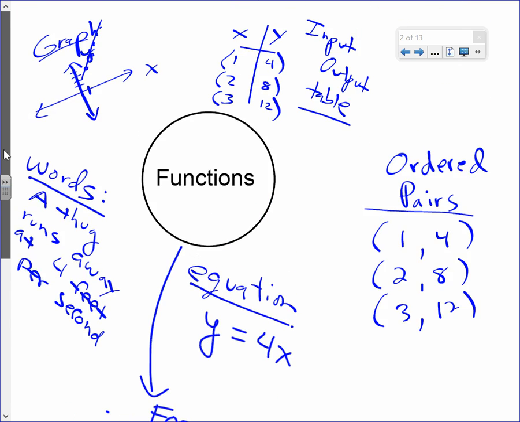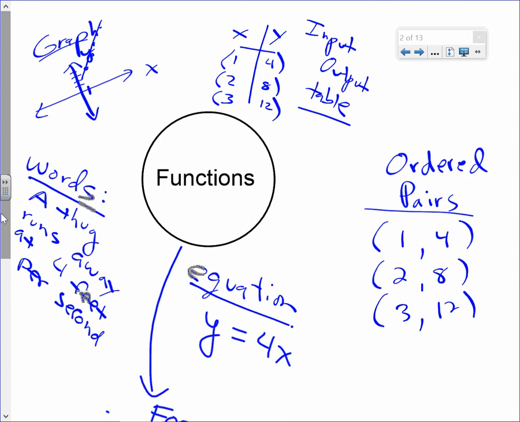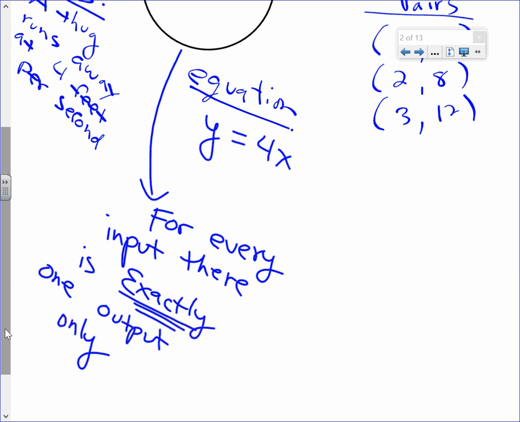So we got 6 items on this circle map. The 5 ways a function can be represented, and then there's one characteristic. For every input, there's exactly one output only.